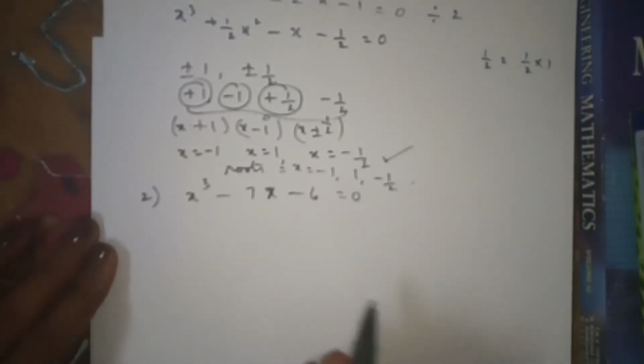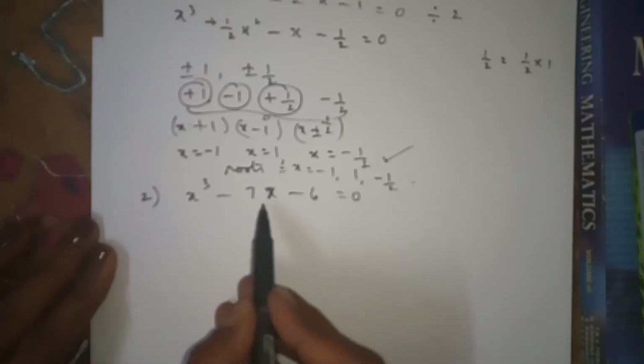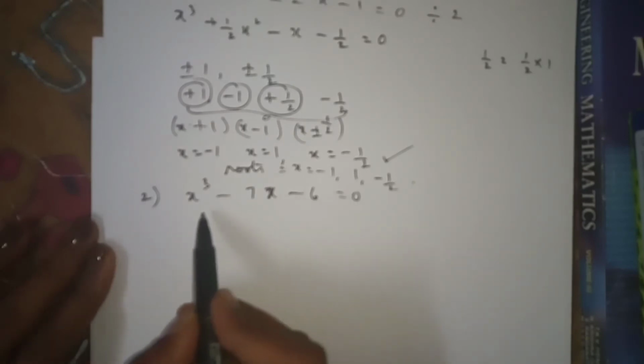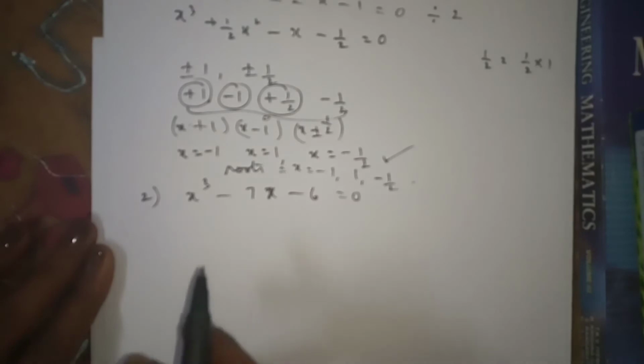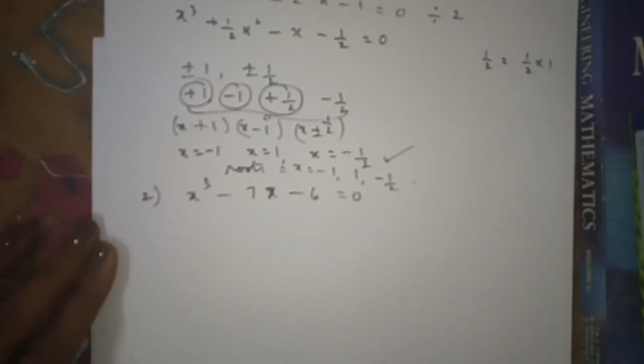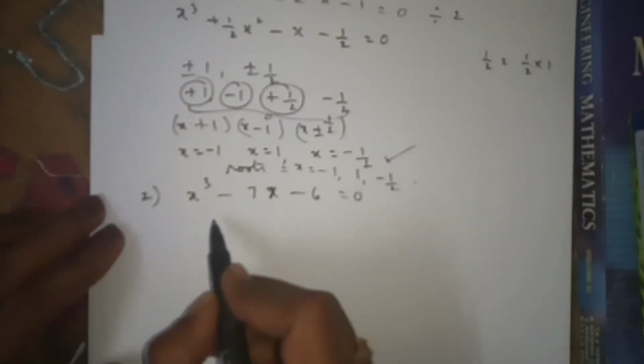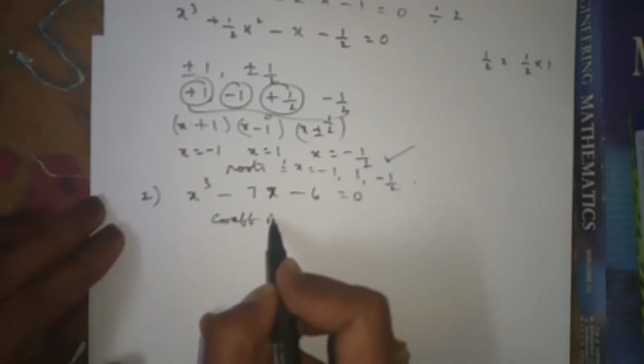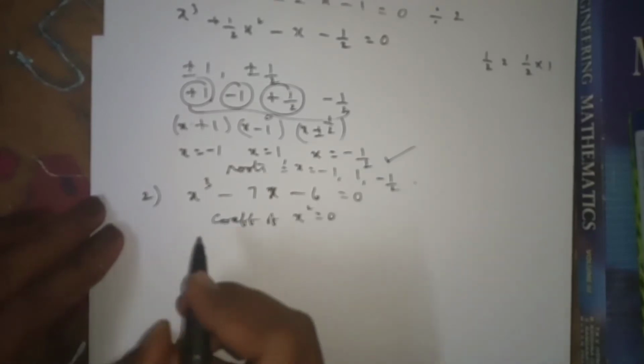The next one is x cube minus 7x minus 6 is equal to 0. If you observe this equation, in this equation there is no x square term. The coefficient of x square is 0.